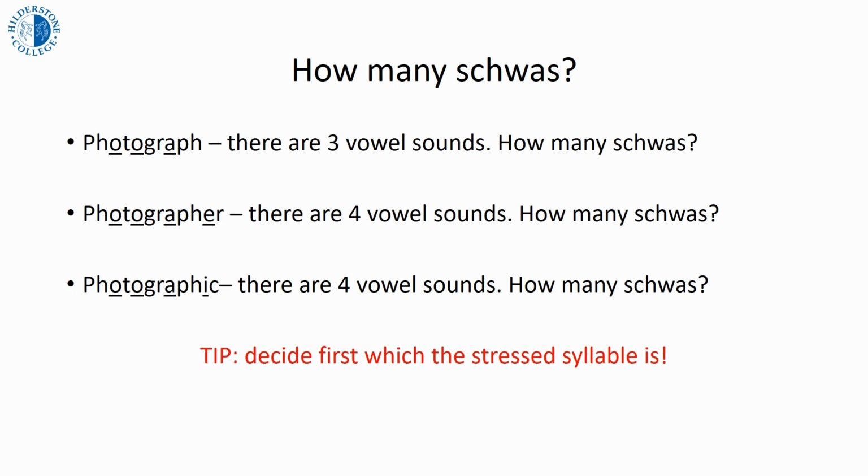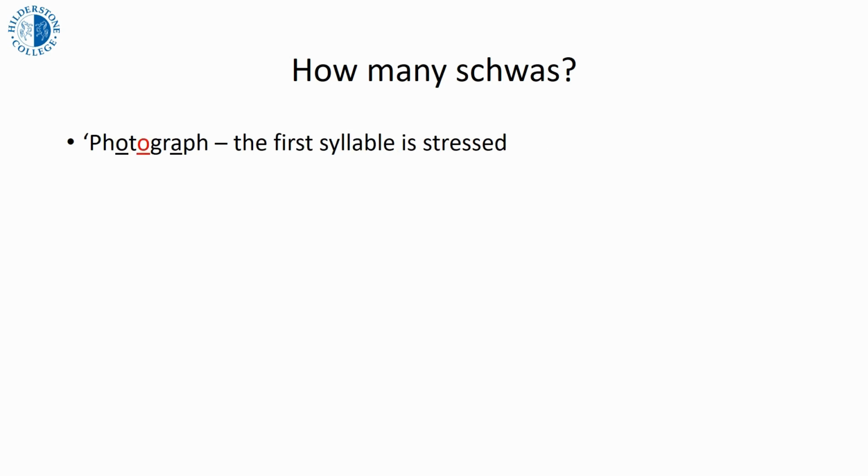A good tip to help you is to decide first which is the stressed syllable. So if you look here on this first word, you can see a little line before the first P. That shows you that the first syllable is the stressed syllable. Photograph. If the first syllable is stressed, we already know it can't be a schwa sound. So we only have the choice of the second or third syllable.